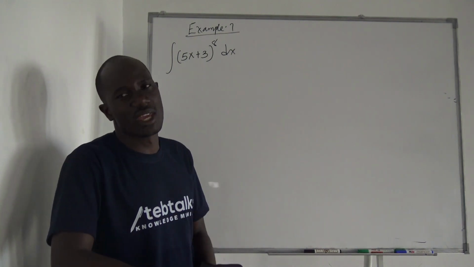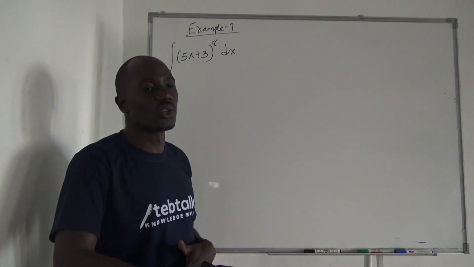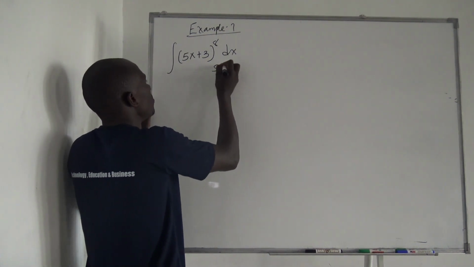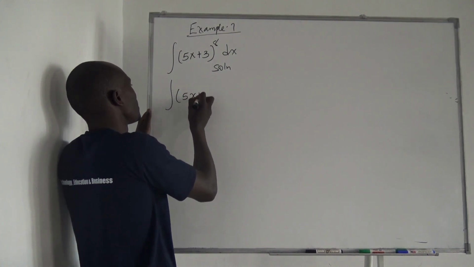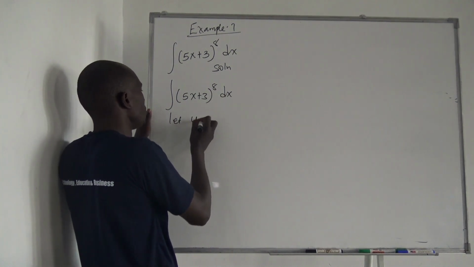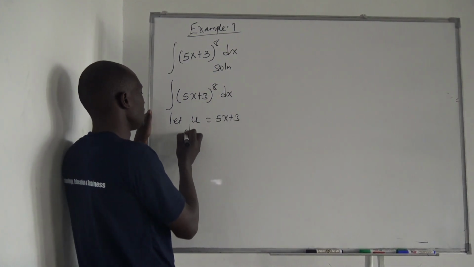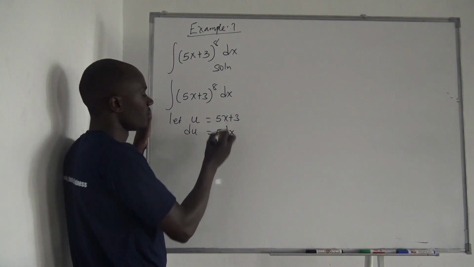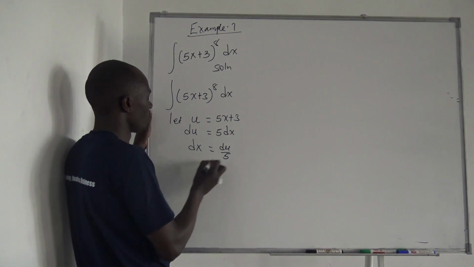Even if you use Pascal's triangle, it will take you time. So the best thing you do is that the number which is in the question, let it be u, such that you can easily move on. So we are saying integral of (5x plus 3) power 8 dx. We are going to say that u equals 5x plus 3. Can we differentiate? This is du equals 5 dx. Can we make dx the subject? What is dx? dx is the same as du out of 5.